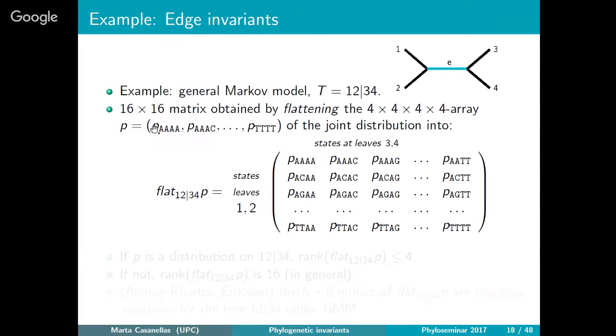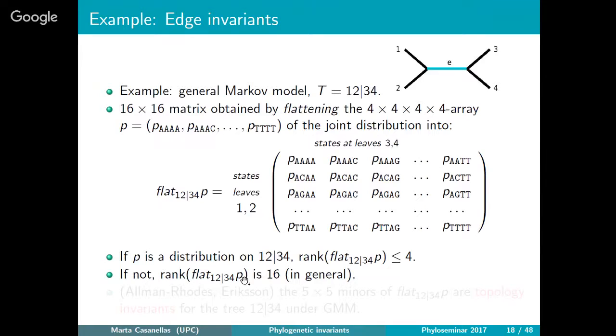So this 2^15 components vector is rearranged into this 16 times 16 matrix. And the result is, if P is a distribution coming from this tree topology, this tree that splits 1, 2 against 3, 4, then the flattening, putting here leaves 1, 2, and here leaves 3, 4, is a matrix of rank lower than or equal to K.